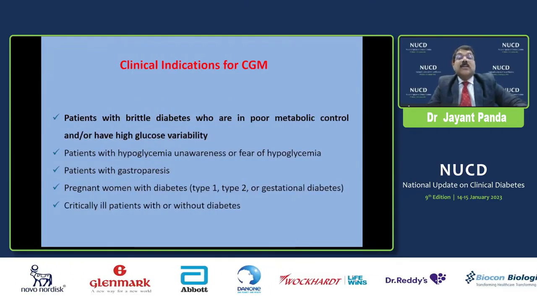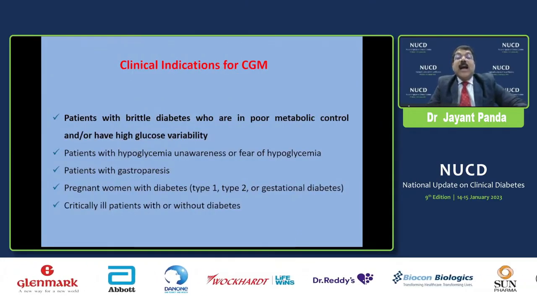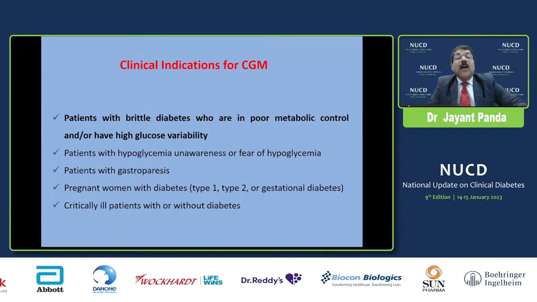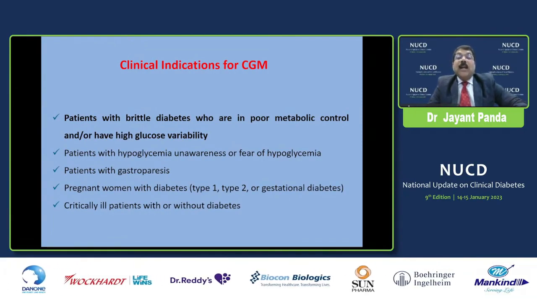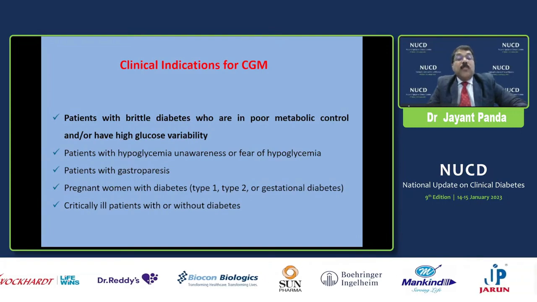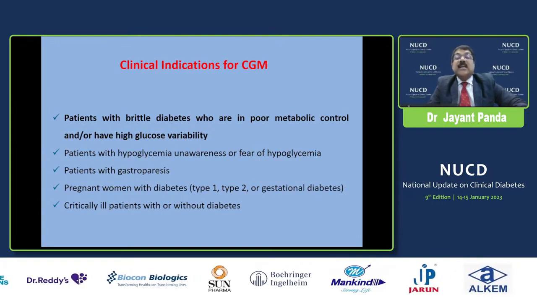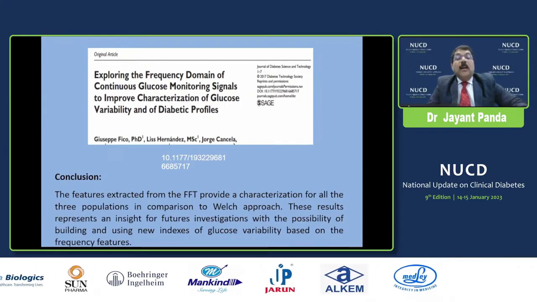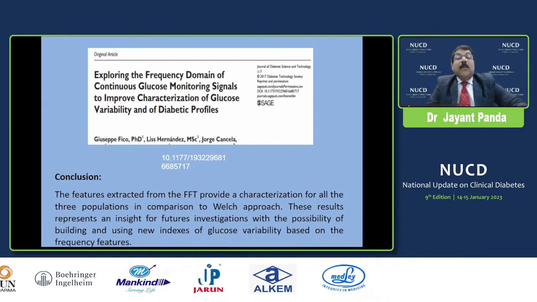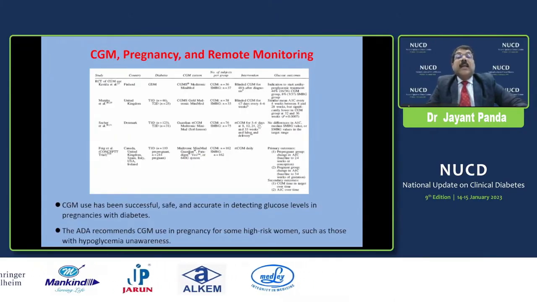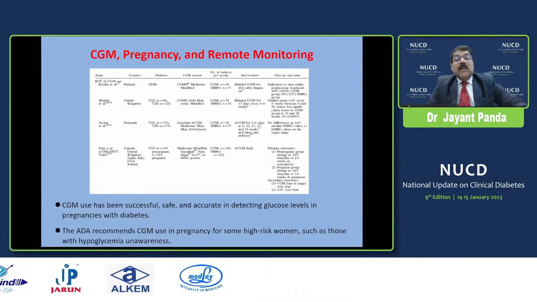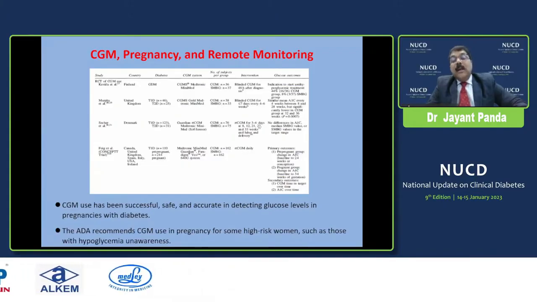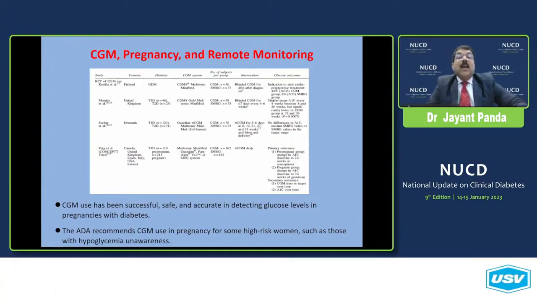So the clinical indications: somebody who has brittle diabetes or poor metabolic control has high glucose variability. And with hypoglycemia unawareness, and also with gastroparesis, pregnancy, and critically ill patients, the CGM contributes. And many studies have concluded the beneficial effects. In the interest of time, I'm not going into the details. In pregnancy and remote monitoring, many studies have corroborated the within-day glucose variation seen with CGM technology that may be missed relying on SMBG or A1C alone.